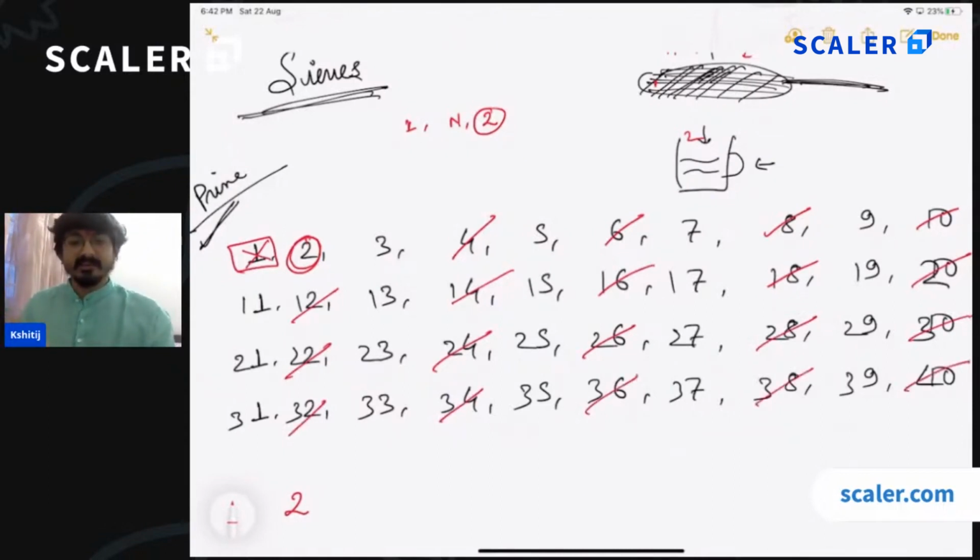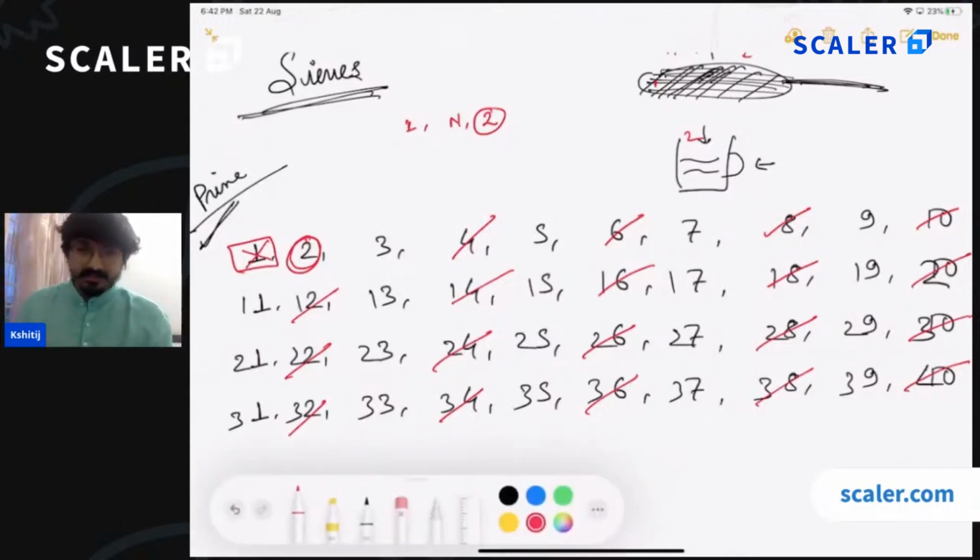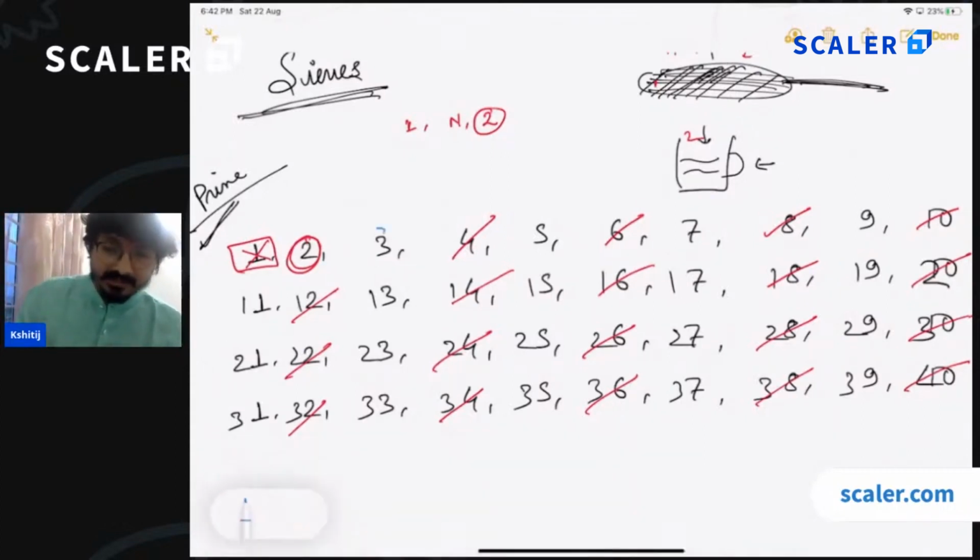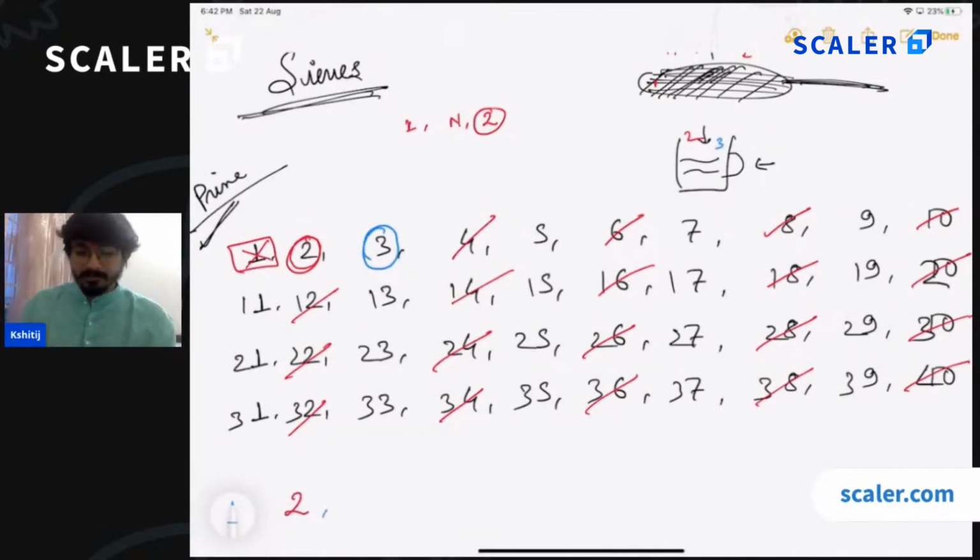What is the next available number in this series? What is the next number that I can see? The next number is 3. So I can say that 3 is also a prime number. Let's add 3 as well.